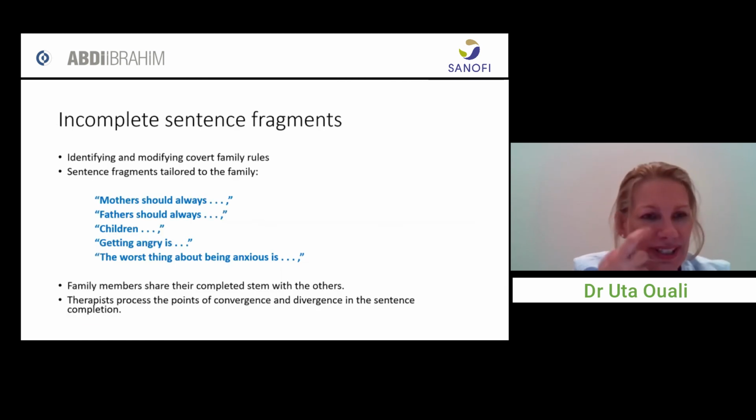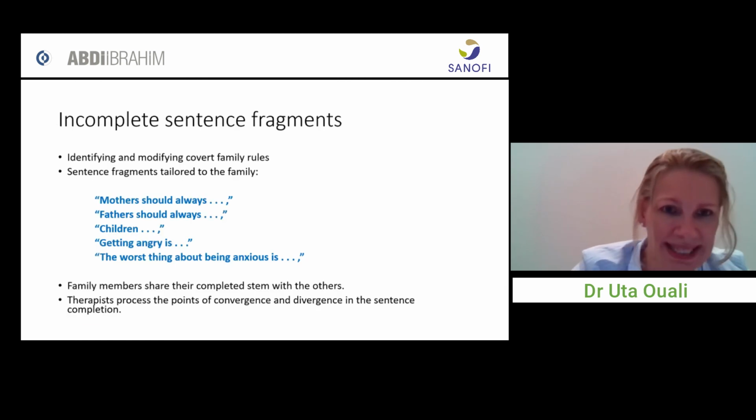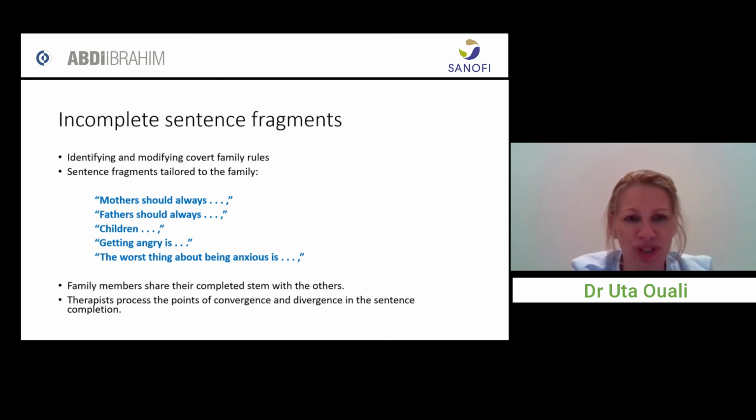Another cognitive technique is incomplete sentence fragments. This is used to identify and modify covert family rules. The sentence fragments should be tailored to the family. The family members are asked to complete these fragments. For example: mothers should always, fathers should always, or the worst thing about being anxious is. Each of the family members fills in the missing parts of the sentence, and then the therapist will process the points of convergence and divergence in the sentence completion.